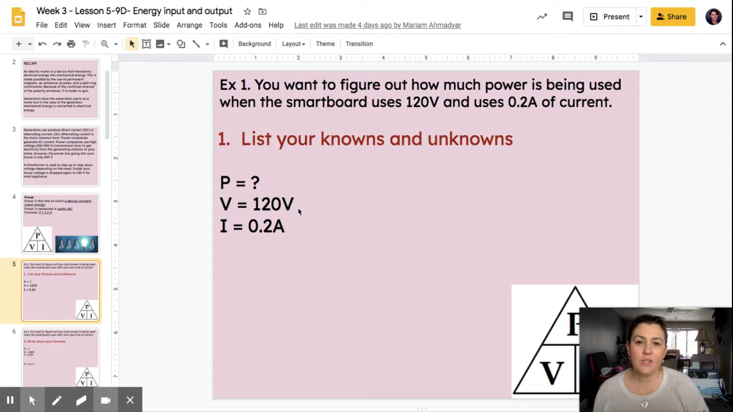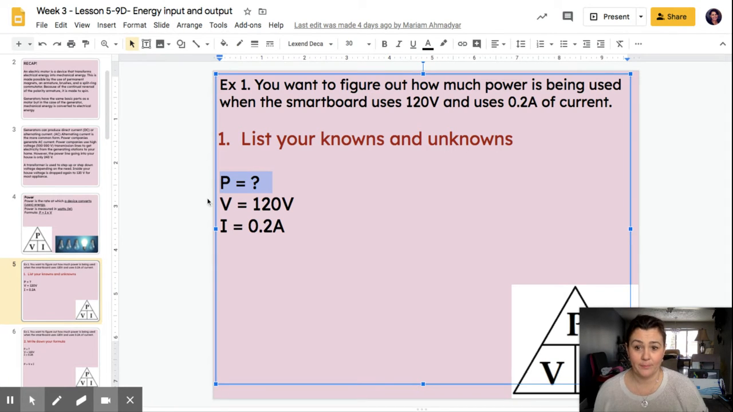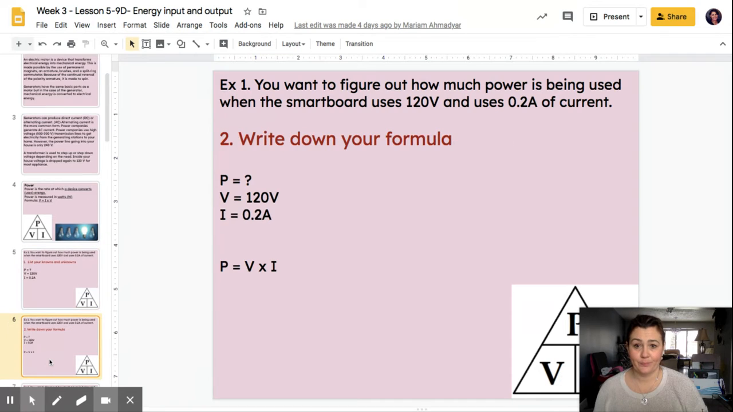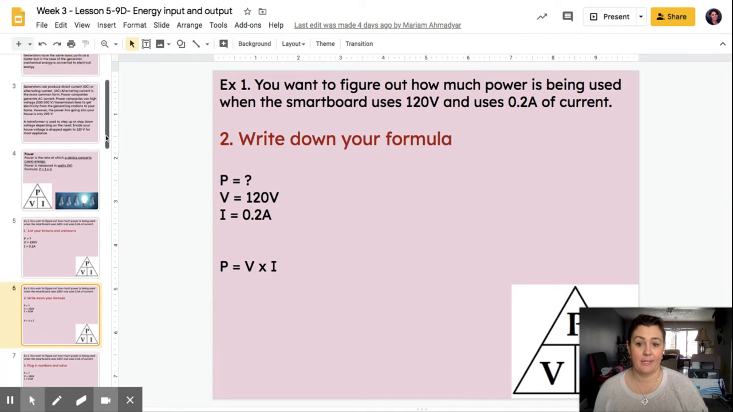The best thing that I would suggest is always write down all the things that you know and then what you don't know. What are you going to be looking for? Now step two, you write down the formula. So P equals I times V, or V times I, same exact thing.